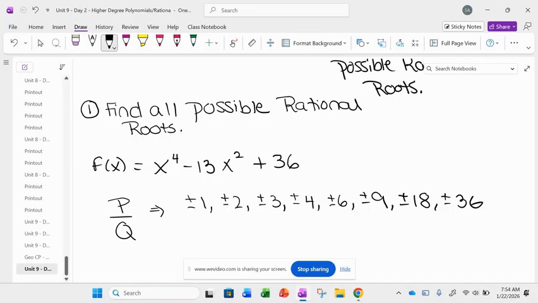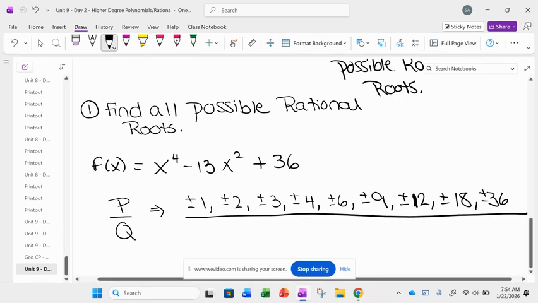Yeah. 24. No, 24. 12 times 3. Oh, I have 3. I don't have the 12. Sorry, guys. Going too fast here. So let's just see. 1 times 36, 2 times 18, 3 times 12, 4 times 9, 6 times 6. Now we have them all.